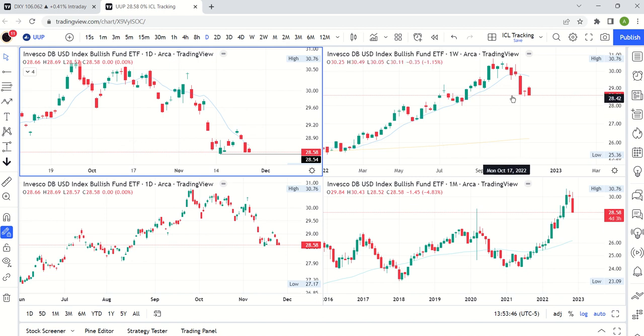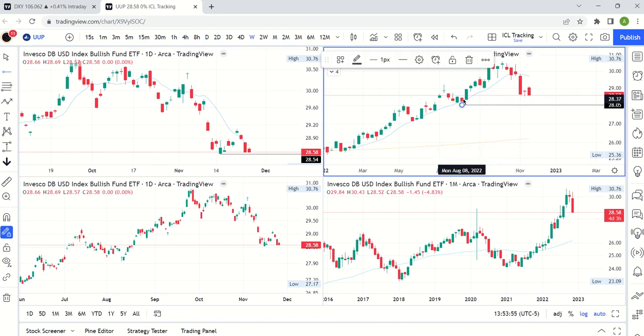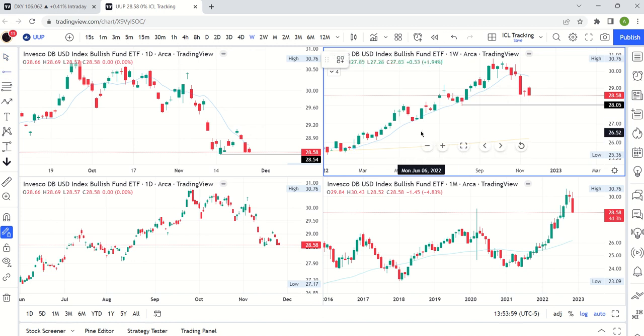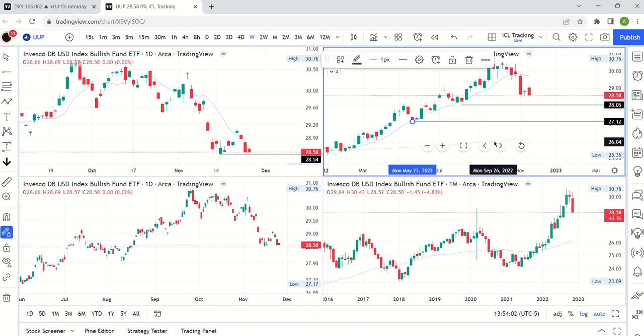And if we look at the weekly chart, right, this is your classic bear flag, right? And the pivot that's calling out to us on UUP is right around $28 even. And then you have another kind of obvious pivot around, call it 27.